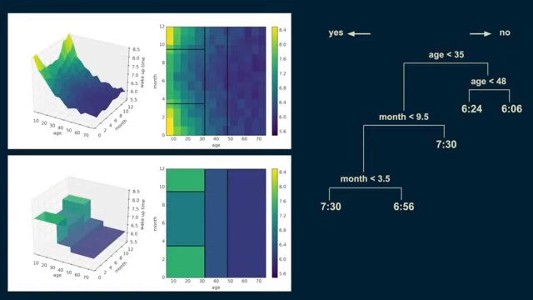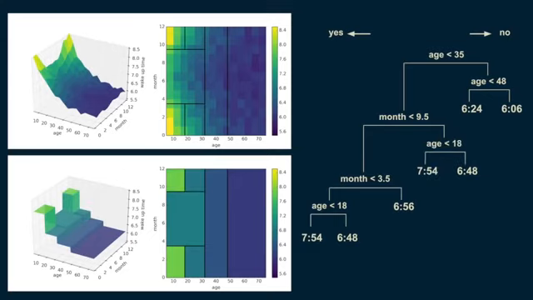We can also go back and subdivide our under 35 winter wake-up times on age 18. Someone under 18 in the winter will wake up at 7:54 as opposed to 6:48 for those over 18. You can start to see the emergence of the tall corner peaks. As we make each additional cut, the shape of our decision tree becomes a little bit closer to that of the original data.